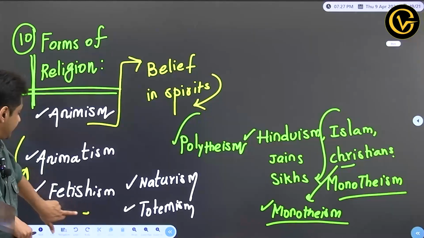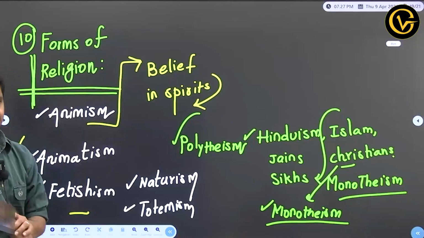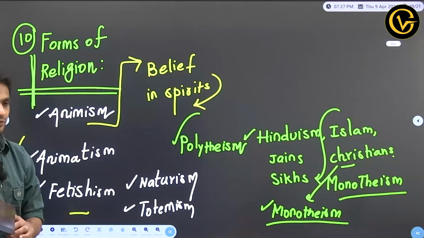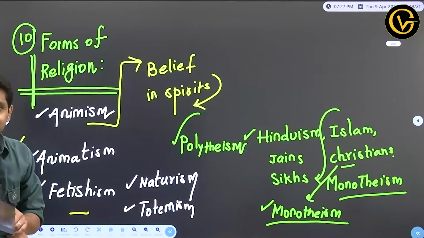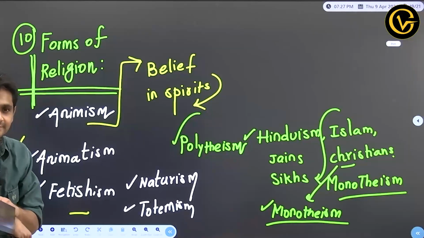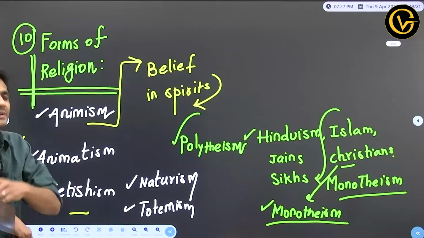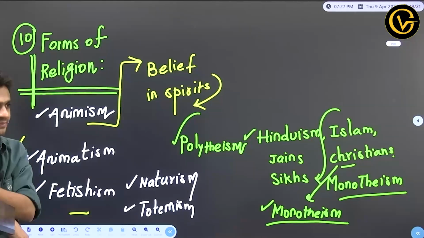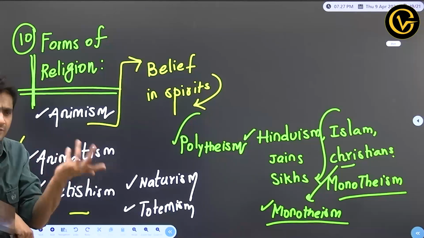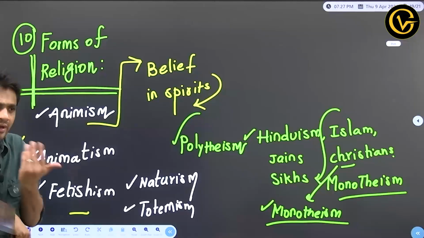There is another idea called fetishism. Fetish means an object. I'm sure all of you at some point in your life would have worn a tayattu. Why do you wear it? We believe that this object protects you. Protects you from what? How can it protect?